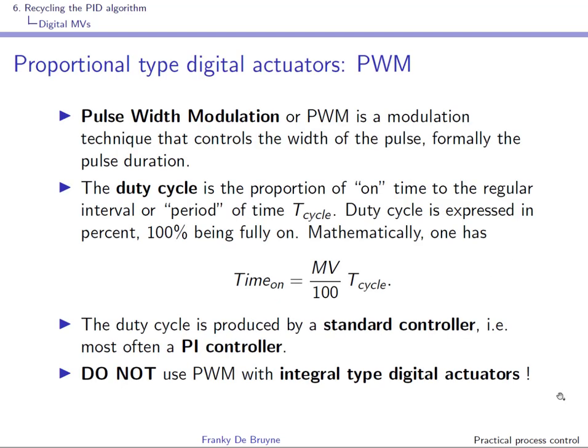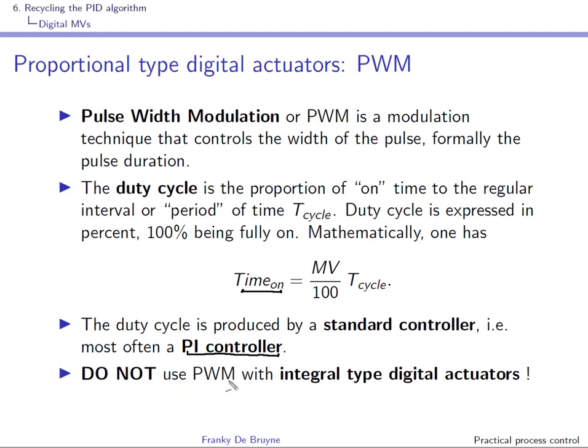For proportional type digital actuators, you can use pulse width modulation, or PWM, in French, modulation de la largeur d'impulsion. Well, typically this duty cycle, which is the proportion of the on time to the regular interval, T cycle, is set by a controller, and typically it will be a PI controller, right? So the controller output will be the duty cycle, so MV will be the duty cycle, and then you can find the on time by this equation over here, right?